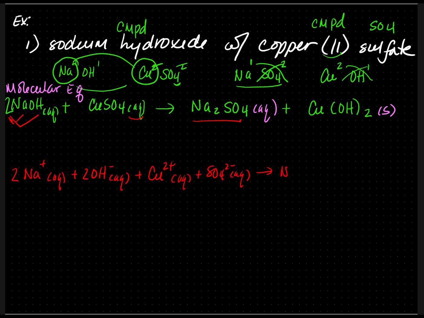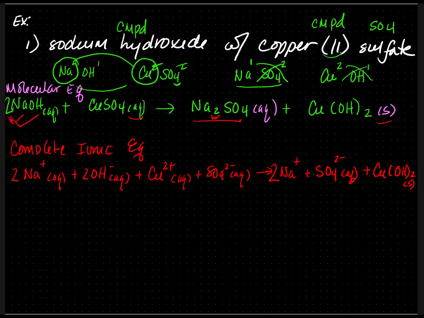Na plus, there is 2 of them because it's a subscript 2. However, there is only one SO4. Sulfate is a polyatomic and it is SO4. Copper 2 hydroxide, we cannot break it apart because it's a solid, so we leave it as is. What I just wrote here is my complete ionic equation. Complete ionic equation is we break down everything that is aqueous except for weak acids into its ion form. So that means you need to find its charge either on the periodic table or the polyatomic sheet.